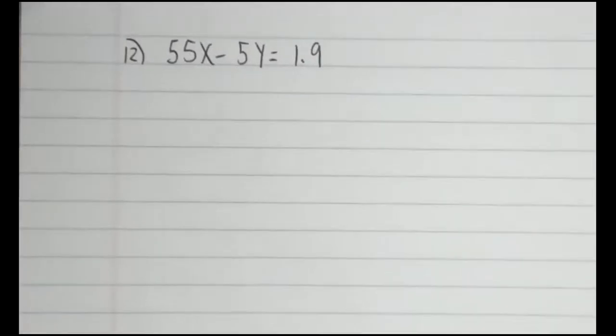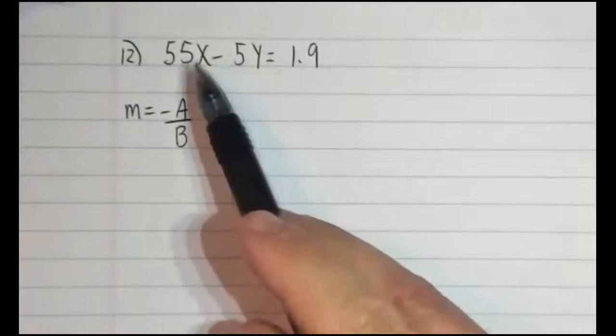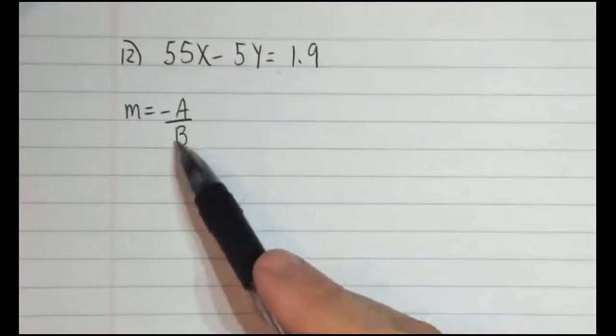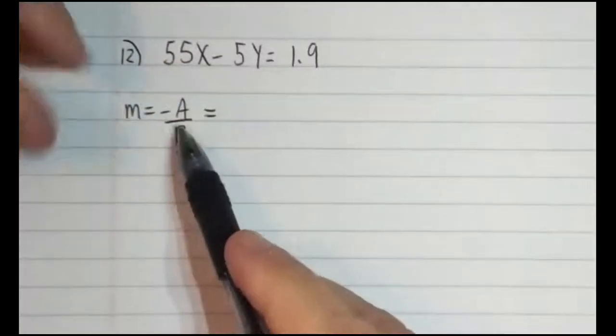So we got 55x minus 5y equals 1.9. The 1.9 might scare you, but we really could care less about that number. It doesn't apply as far as finding the slope. We do want to recognize that this is in standard form, which means I can use this equation to solve it. And just remember, you're doing the opposite of whatever A is.